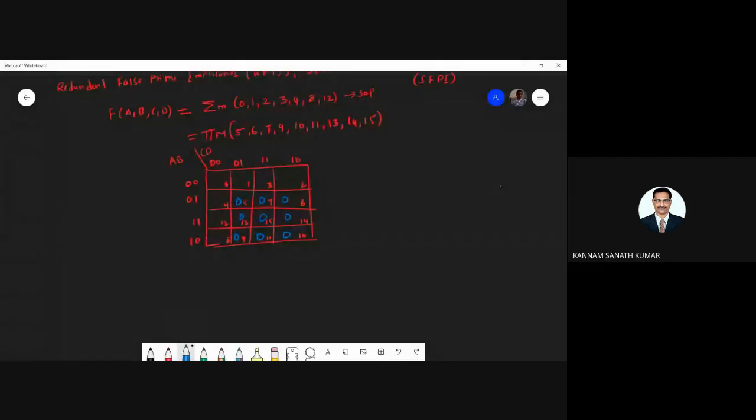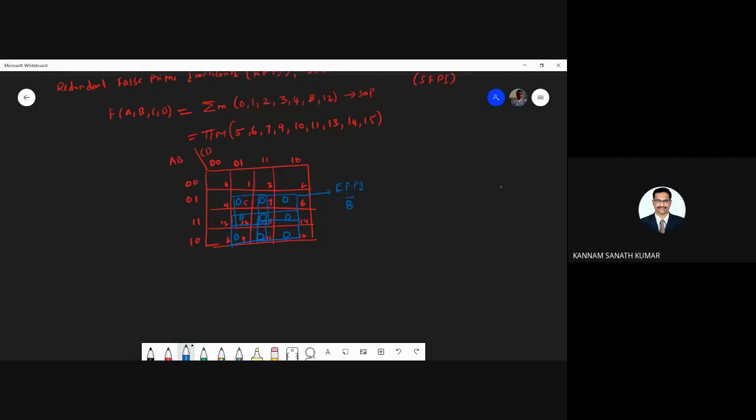So here if you see, this makes one quad. Okay. So this makes one quad, and this makes one quad. So this makes one quad. Okay. So what are these? These are essential false prime implicants. That means the prime implicants which cover at least one zero which is not covered by any other prime implicant are nothing but essential false prime implicants. Okay. So if you write for this, what are you getting?